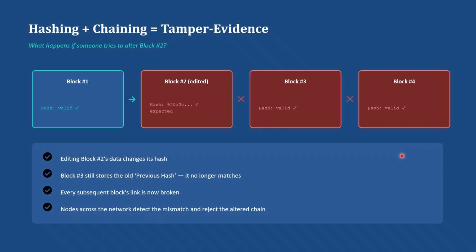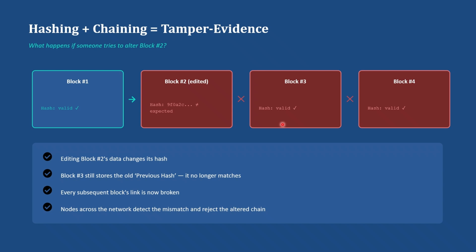Let's bring hashing and chaining together and see the full picture of what actually happens if someone tries to alter a block deep inside the chain. Say someone edits block 2. Its hash changes immediately, but block 3 is still holding the old previous hash value. So it no longer matches. That link is now broken.